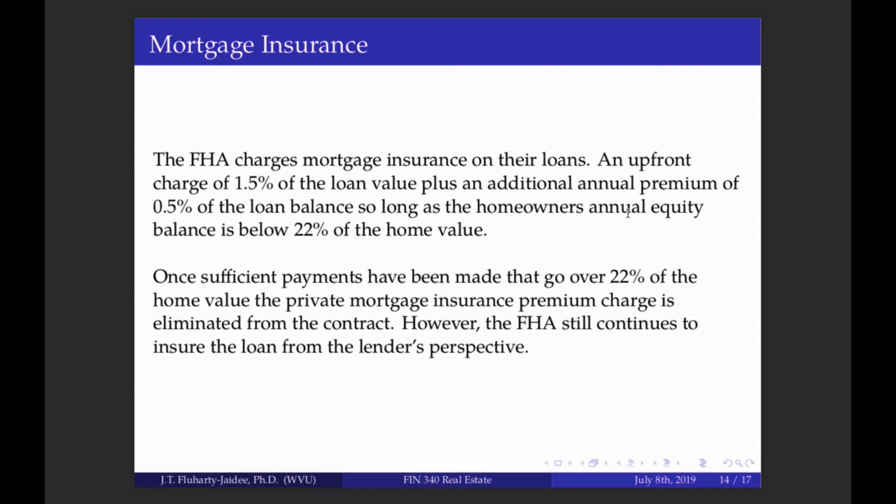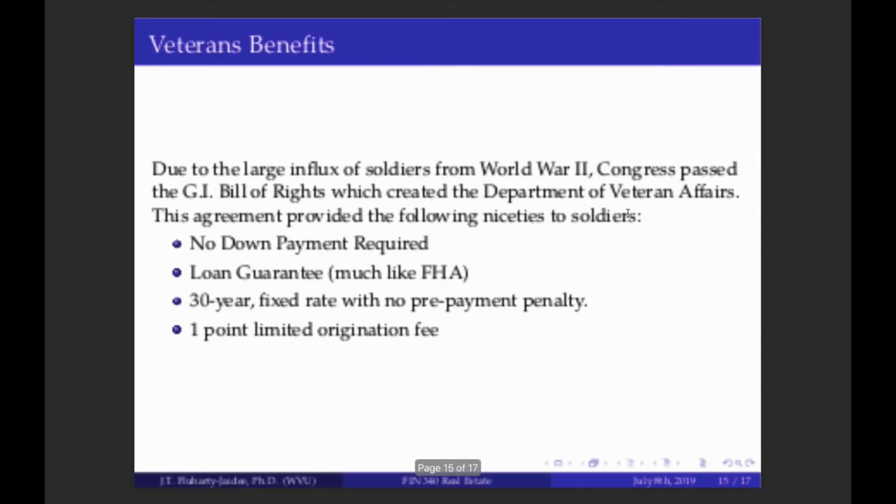Once the home reaches 22% of equity in the home value, so that means if your house is worth $100,000 and you've made sufficient payments on the mortgage that you now own $22,000 worth of your house, that 0.5% of the loan balance is no longer charged. The PMI falls away. So again, once sufficient payments have been made, FHA no longer charges the 0.5%, but you can never get back that 1.5% of the home value. Okay, but the nicety of this is that the FHA will continue to insure the property from the bank's perspective, even if they no longer charge that 0.5% on an annual basis.